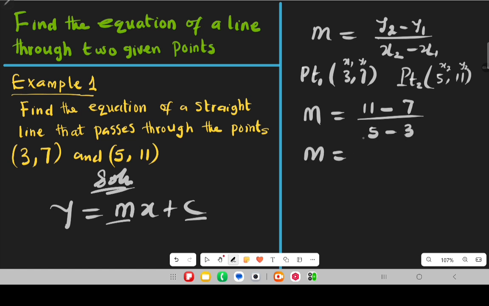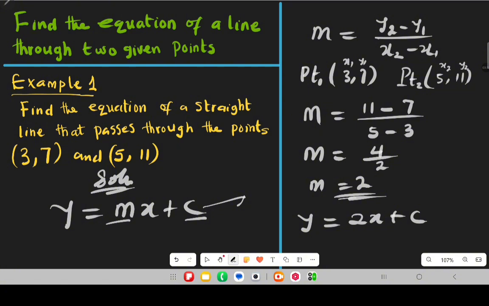If we simplify, 11 minus 7 gives us 4, all over 5 minus 3 gives us 2, and 4 divided by 2 gives us 2. So the gradient is 2. Now we know the gradient is 2, let's substitute it into the linear equation. This equation turns to y equals 2x plus c.